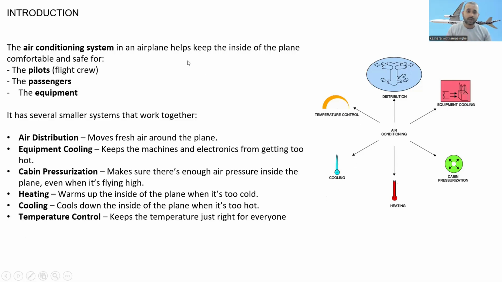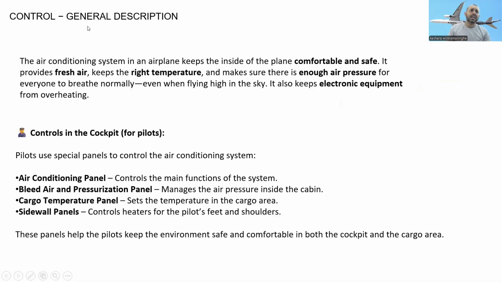Now we'll go to the controls. You can see the air conditioning system in an airplane keeps the inside of the plane comfortable and safe, as I told you before. It provides fresh air, keeps the right temperature, and makes sure there is enough air pressure for everyone to breathe normally, even when flying high in the sky.